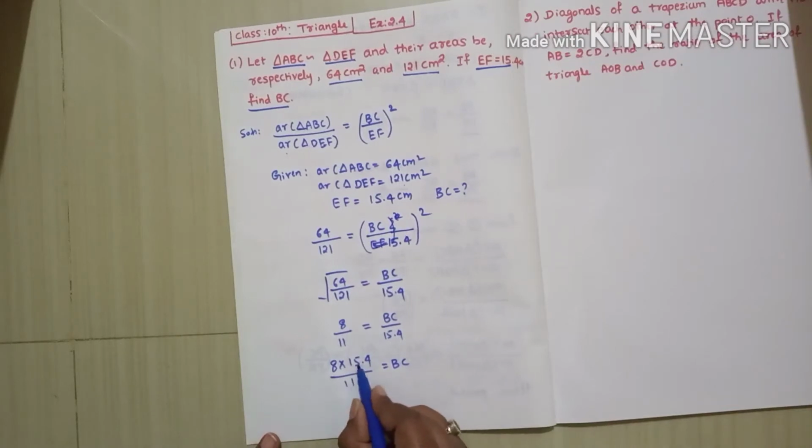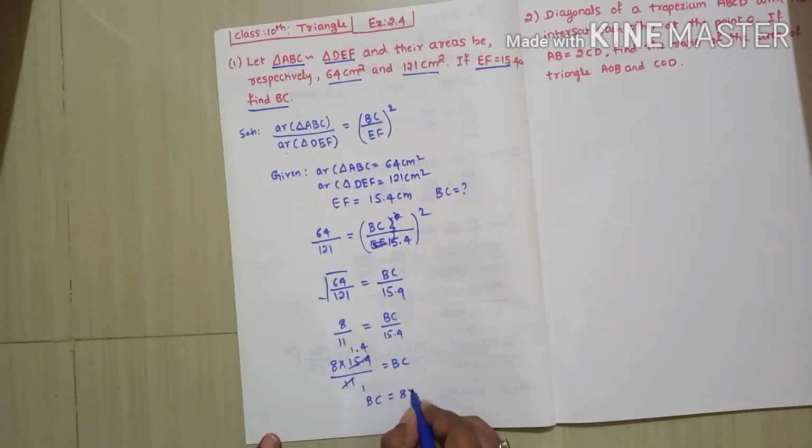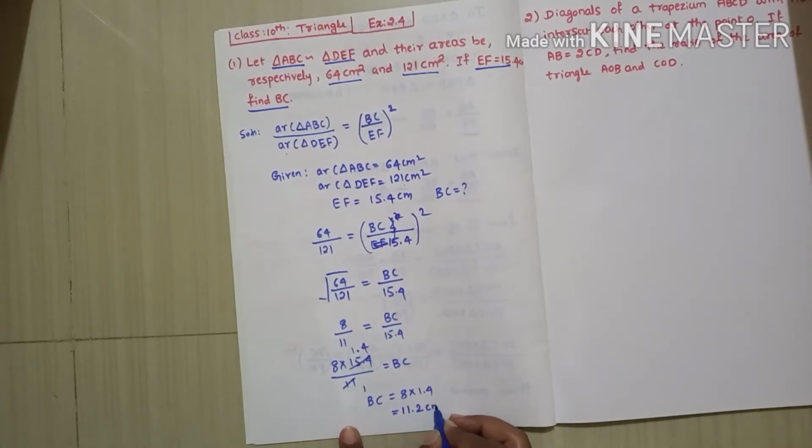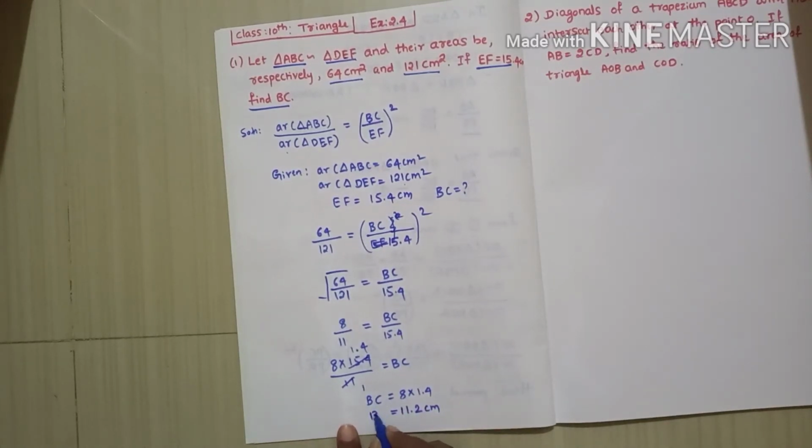Now you see this will divide by 11. 11 ones are 11, 4 remains here. The decimal point is there, so I kept the point. 4 and 4, 44, 11 fours are 44. So BC is equal to 8 into 1.4. If you multiply these two, we get the answer 11.2 centimeter. Therefore BC is 11.2 centimeters. This is the answer we get.